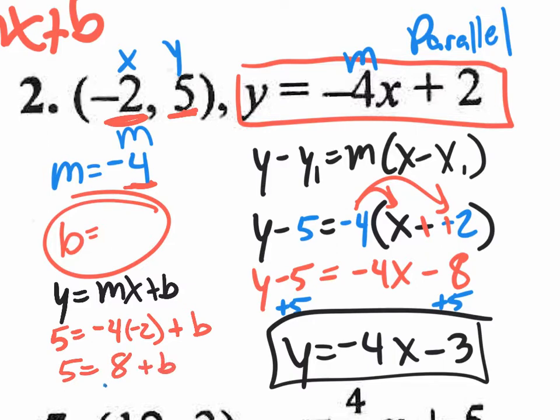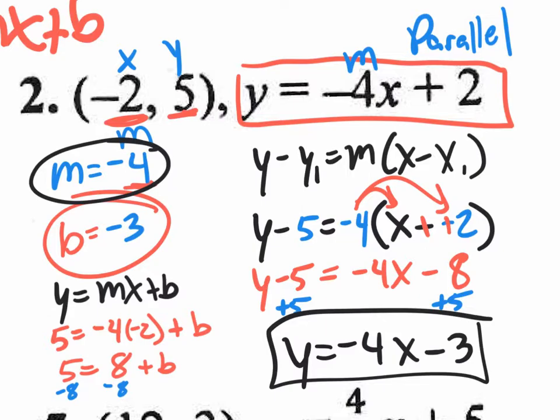And then you could solve by subtracting 8. What are you going to get for your b value? -3. So you could have done it this way. It's one or the other. If you know your m value and you found your b value, then you could write it in y equals mx plus b form. So you don't have to do both. You just pick one or the other. If you're good with point slope form, go for it. If you like slope-intercept form, go for it.